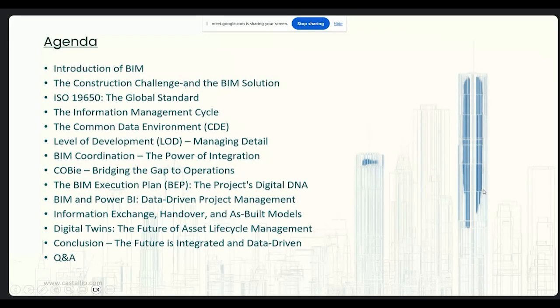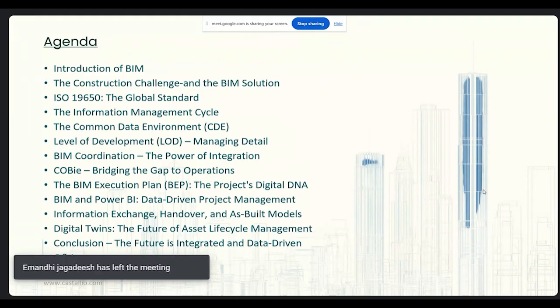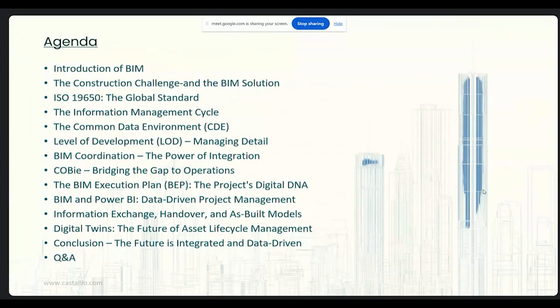Okay, so let's move on to the agenda topics. What are the data you people are seeing on the screen? Basically, we will discuss all those points one by one. So, the introduction of BIM and the construction challenges, and based on the challenges, what solution specifically BIM offers and how we overcome those challenges.